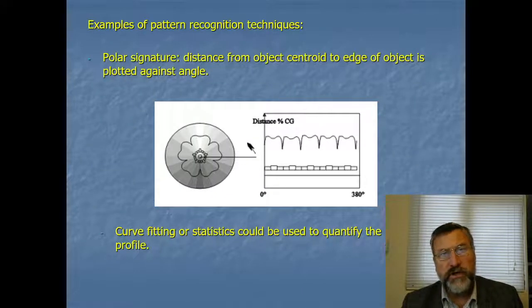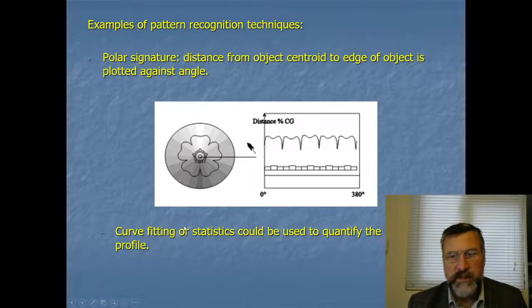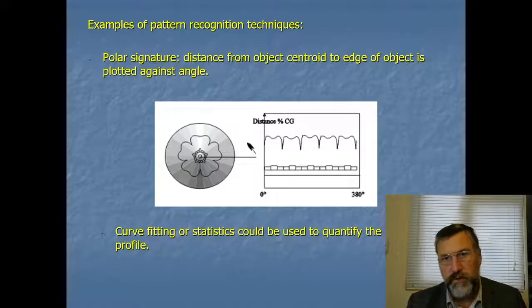Another one is polar signature. Now this one is where you find the centroid of the object, middle there, and you measure the distance to the edge of the object, and you plot that against the angle. So you've got a line here which is rotating around, and you're measuring the distance to the edge along this line, and then you're plotting the distance against the angle. Now, you could then use curve fitting or statistics to quantify the profile and get some information on this shape. And of course, one advantage of this is that it's resistant to the effects of rotation of the object. Because if I start rotating this object, this plot's going to be the same, it'll just be shifted along the x-axis. Okay, so it's pretty good in that way.